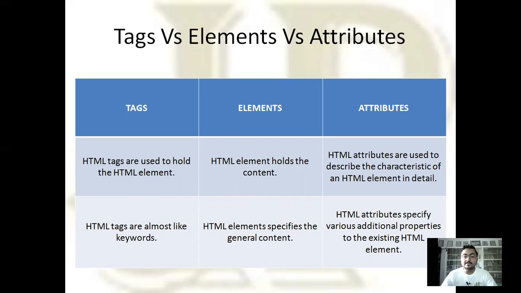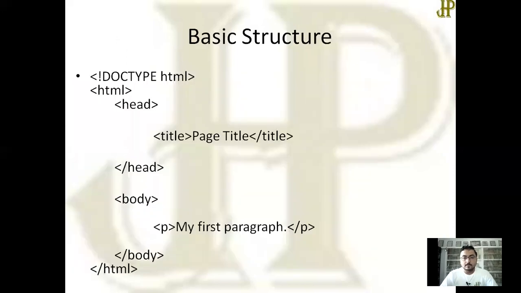Other differences are that HTML tags are keywords. HTML elements specify the general content, while the HTML attribute specifies the properties of that element. I think now it is very clear to you what is a tag, what are elements and attributes. Now, how to write a basic HTML page. This is the basic structure.